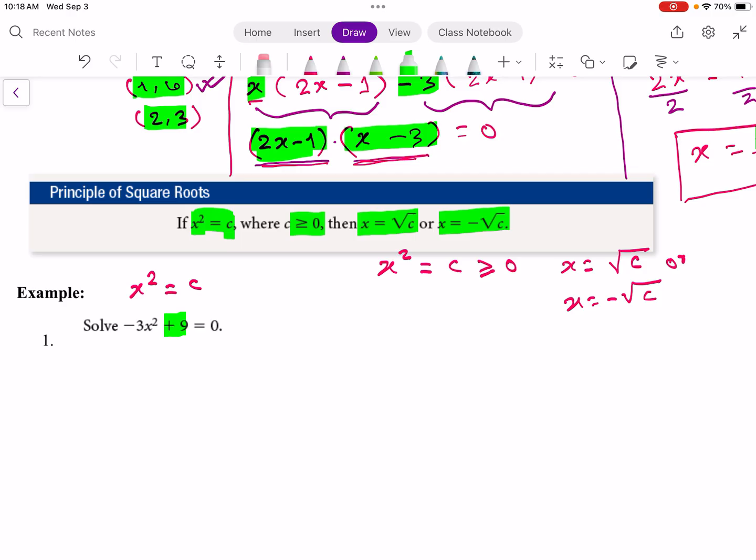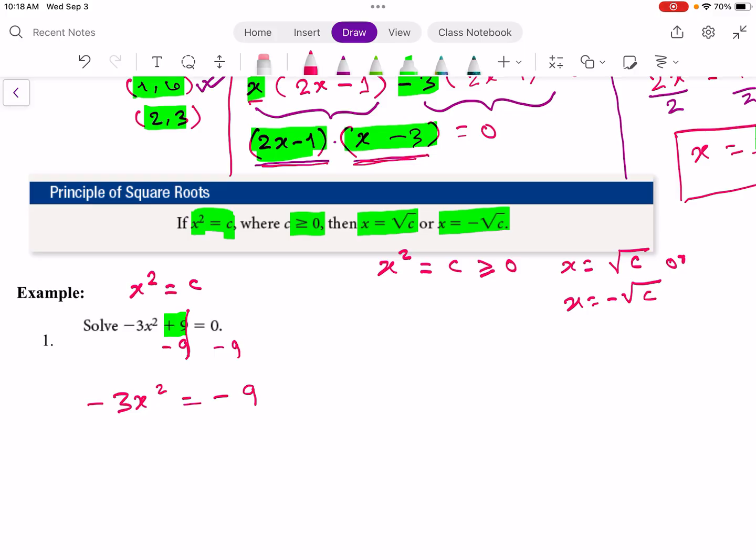Okay. So how do we get rid of positive 9? We subtract 9 on both sides. So let's subtract 9 on both sides. So we have negative 3x square equals to negative 9. This is 0. Now is it same as x square? Not yet. We still have negative 3 with x square.